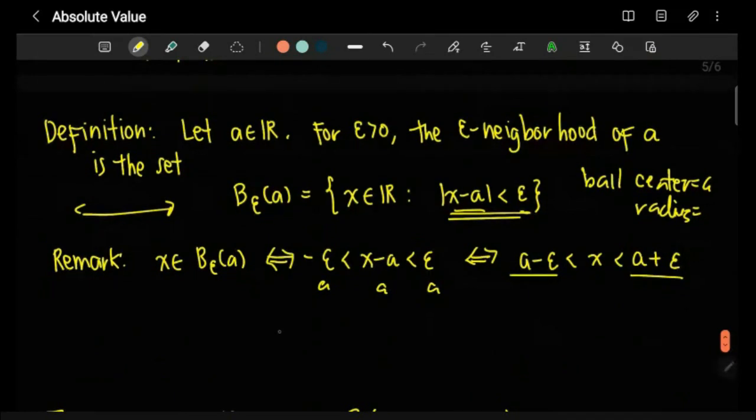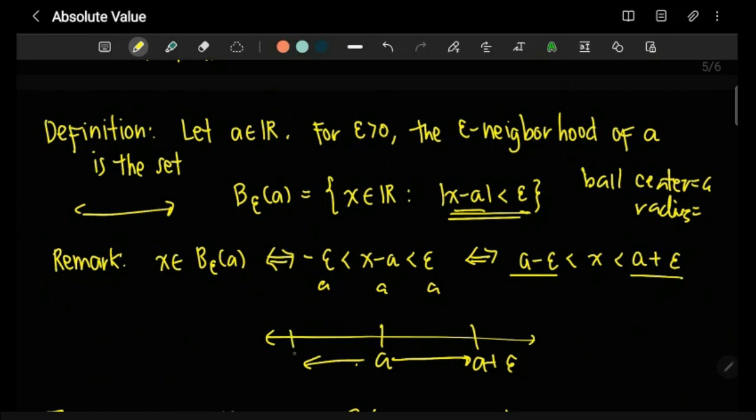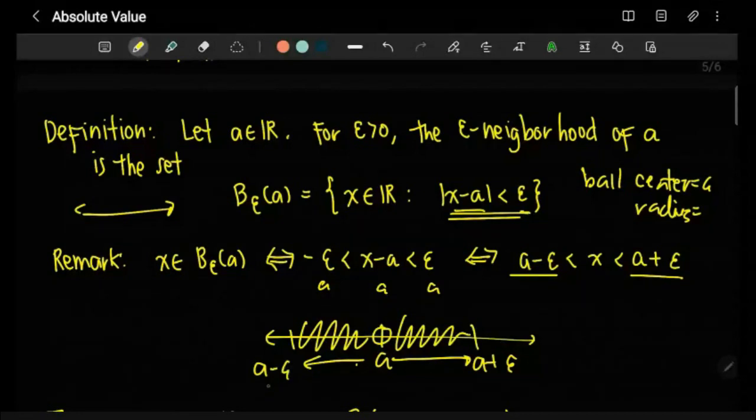Well, actually it's not yet a ball. Okay? It's an interval. So you have a, and then you have epsilon. So what you do is you get the epsilon distance from a. So let's say from the right, you get the epsilon distance, that's a plus epsilon. Then on the left, you get a minus epsilon. You get all the points. So excluding a, you get all the points between a minus epsilon and a plus epsilon, all of them are the neighborhood of a.